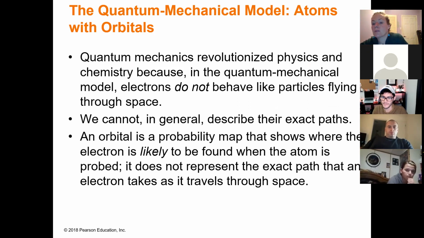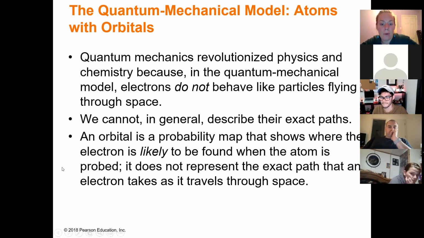Quantum mechanics totally revolutionized physics and chemistry, because in the quantum mechanical model, electrons don't behave in this sort of particle flying through space idea like we see on a macroscopic scale. Like you throw a baseball and I see the baseball coming towards me and I know how to catch it. That's not what's happening. Instead, there's no exact path. There's just like a field where the electron kind of comes in and out of existence in that area. And it can pop here or there, wherever.